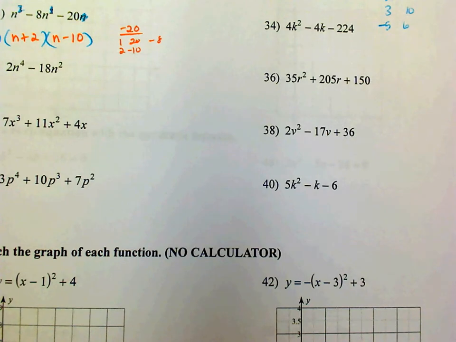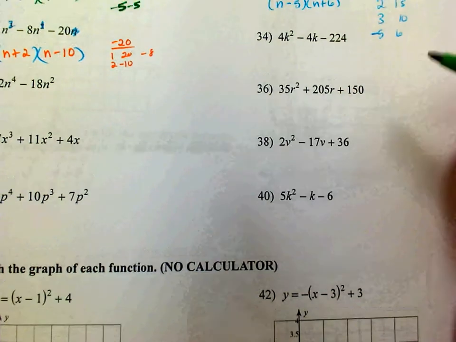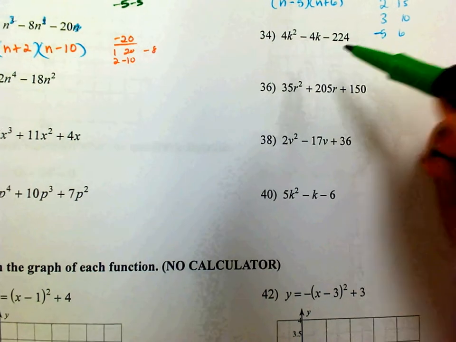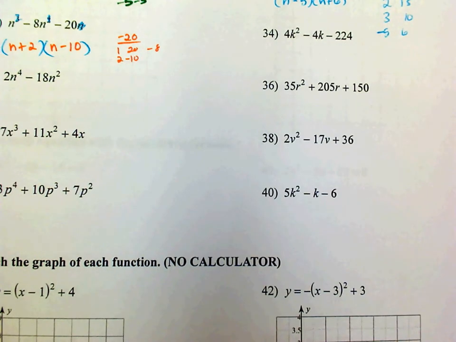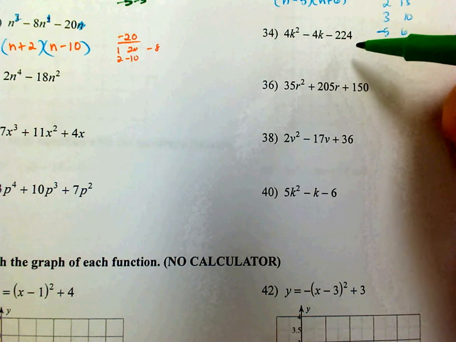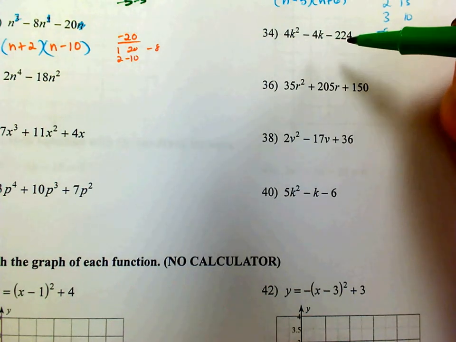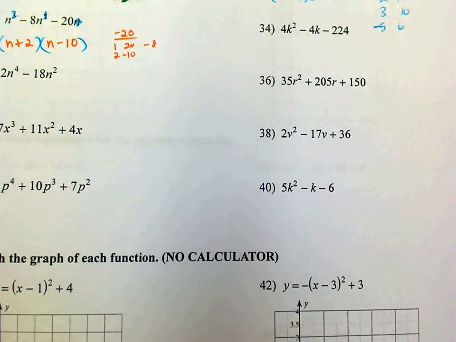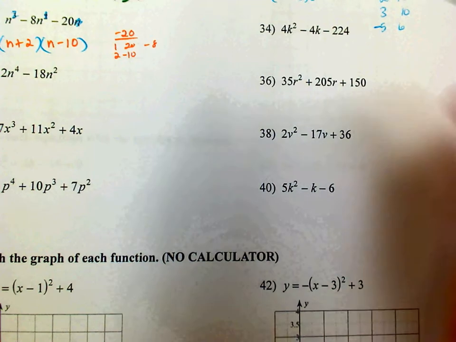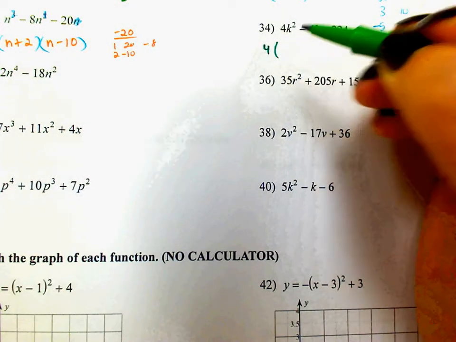This one has 4k squared minus 4k minus 224. And you might think, okay, different leading coefficient, not 1, so I need to do the AC method or factor by grouping or bottoms up. But, in fact, I see a 4, and a 224. For sure 224 divides by 4, because 200 does, and so does 24. So I'm going to divide it out, which means it's a common factor.